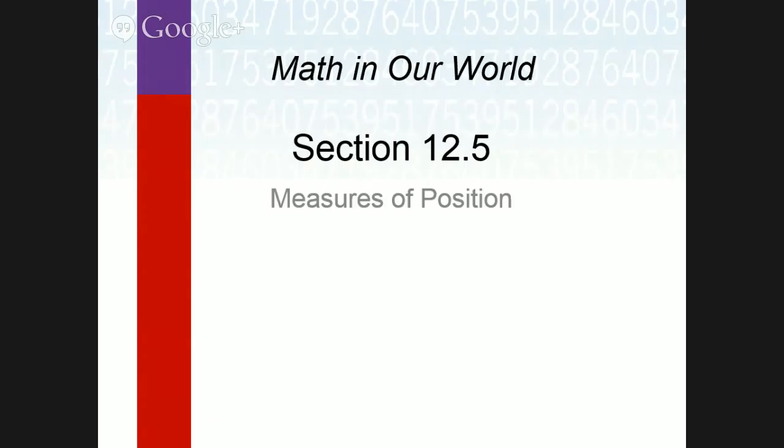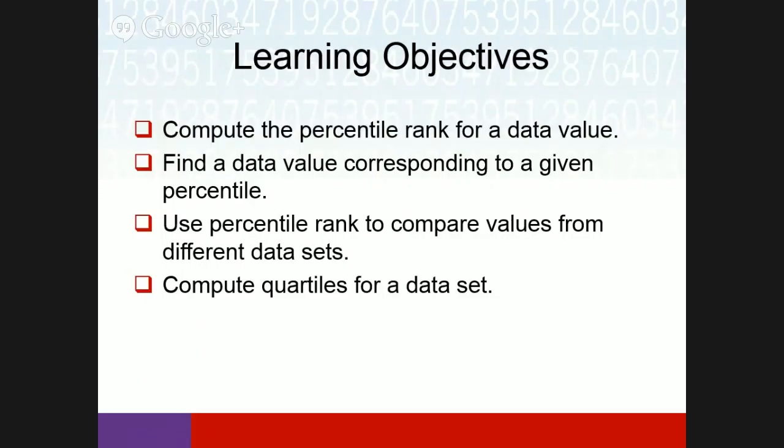All right, today we're going to continue on with 12.5, which is measures of position within a data set. 12.6 will be comparing data sets and looking at the position within one data set and comparing it to a position in another data set. So we're going to use a lot of the same ideas from 12.5, but we're going to apply them in 12.6 quite a bit differently. In 12.5, we're only looking at one data set at a time. And we're going to compute the percentile rank for the data value.